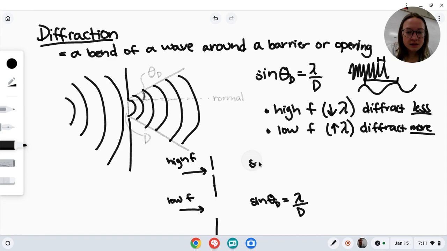Let's write this for both situations. For your high frequency sounds, your wavelength is really small. So in order to make those sounds diffract more, we make the diameter really small. And by making the diameter really small, we make those sounds that naturally wouldn't diffract very much diffract more.